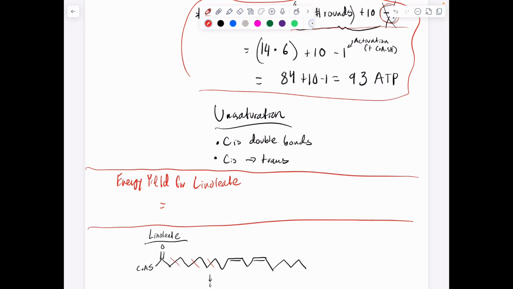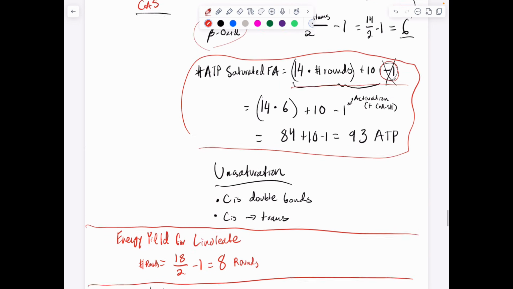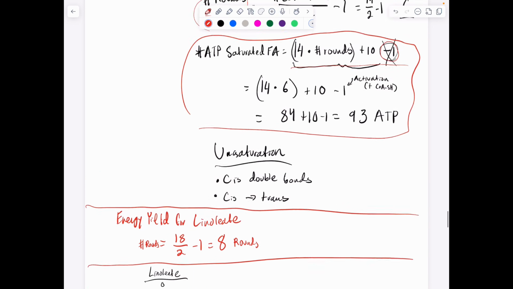So here, the number of rounds equals the number of carbon atoms over 2 minus 1. So that would be a total of 8 rounds of beta oxidation. And now we move on to our formula. It is a little bit different now.